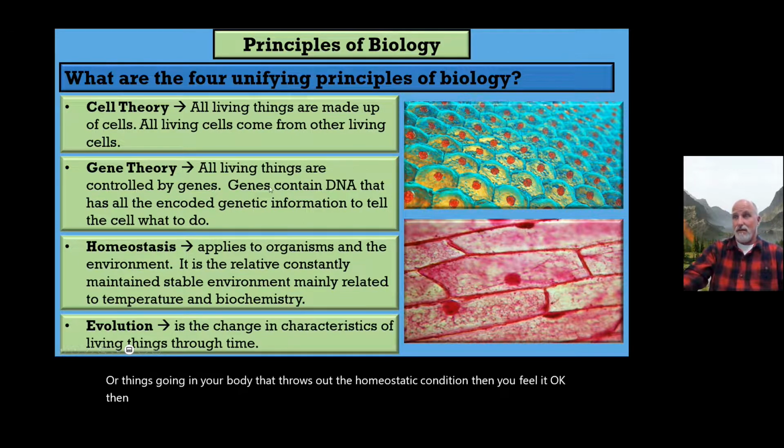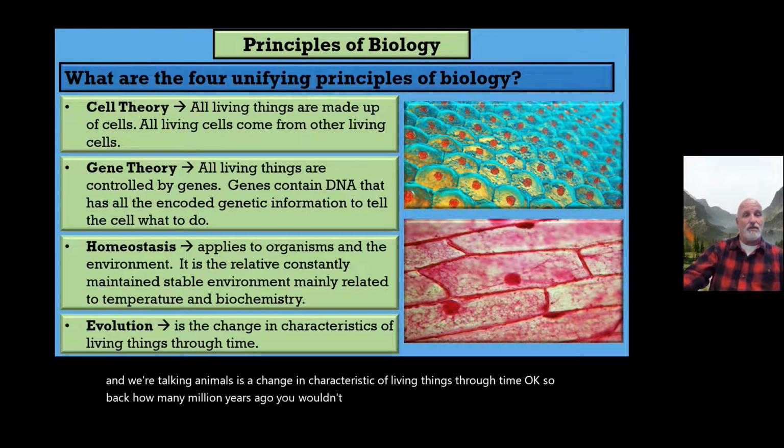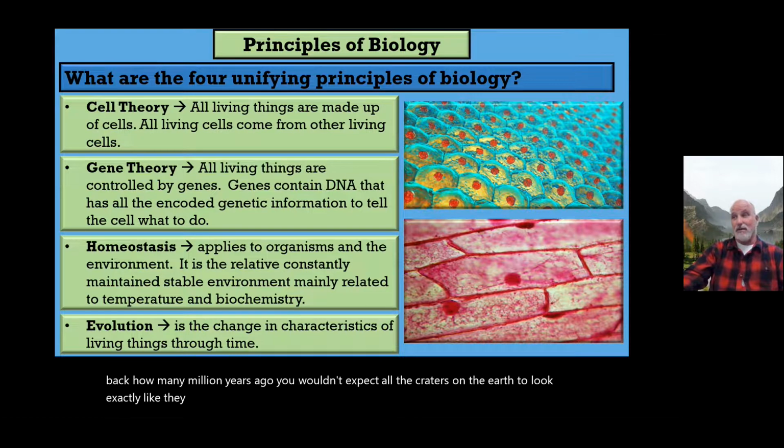Okay, the fourth and final unifying principle is we have evolution. This is it, and we're talking animals, is a change in characteristic of living things through time. Okay, so back however many million years ago, you wouldn't expect all the critters on the earth to look exactly like they do now because they evolved through time.